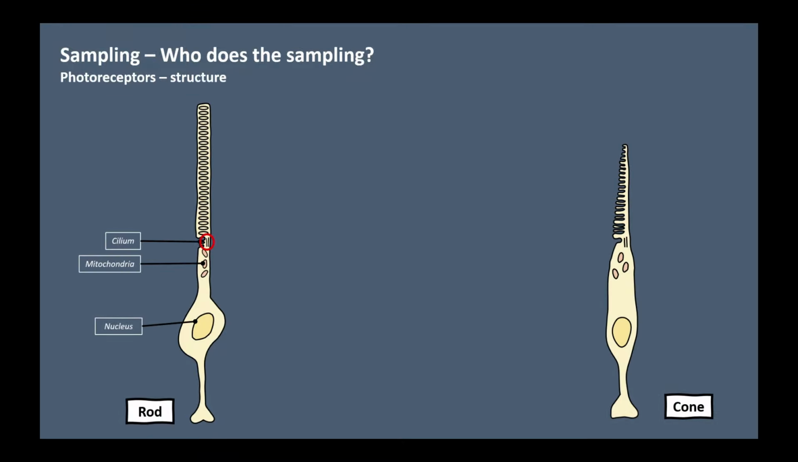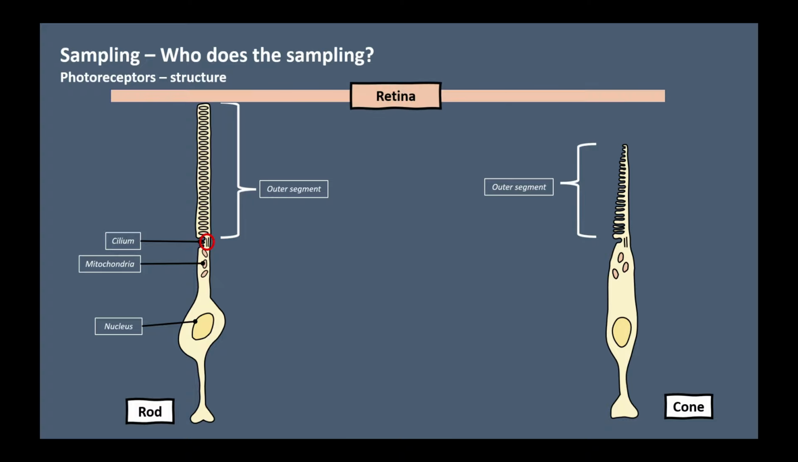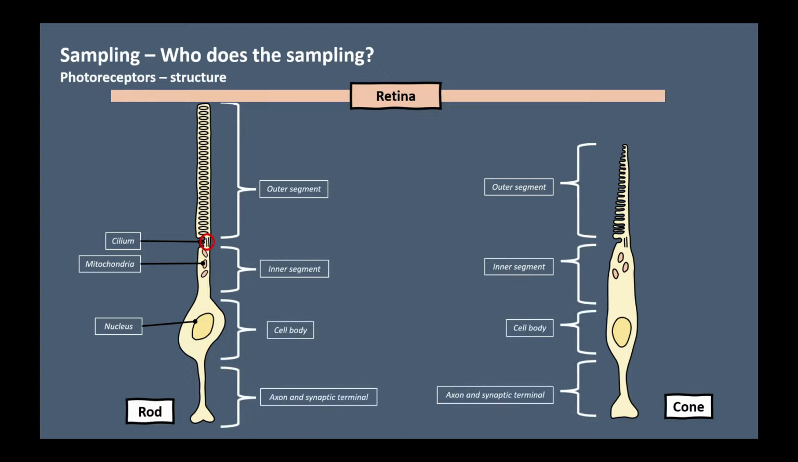First, there are 2 types of photoreceptors, rods and cones. All photoreceptor cells have a common structure with 4 functional regions: the outer segment located at the distal surface of the neuroretina, the inner segment located more proximally, the cell body, and the synaptic terminal.